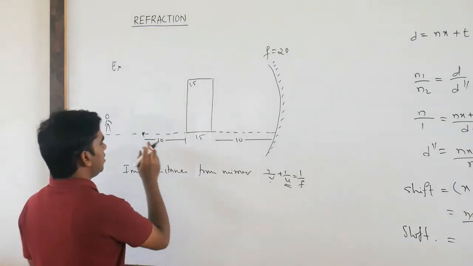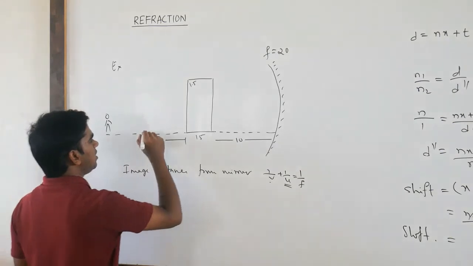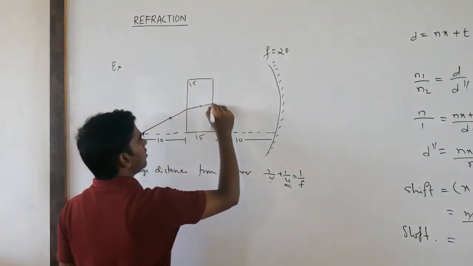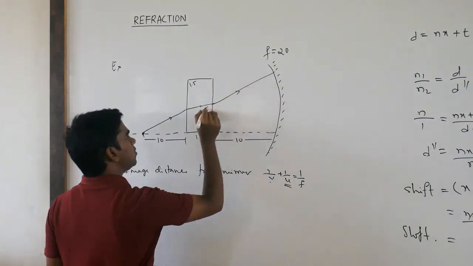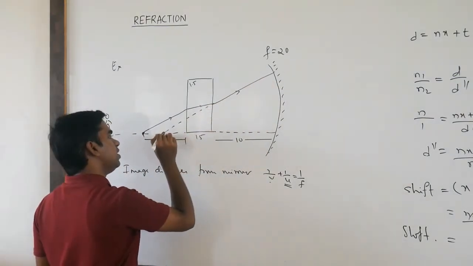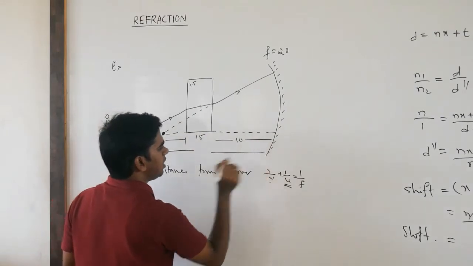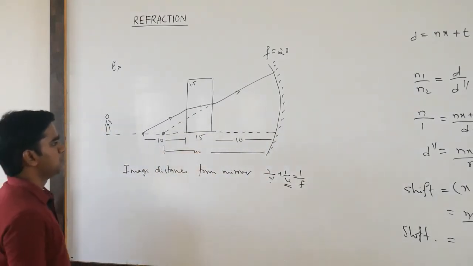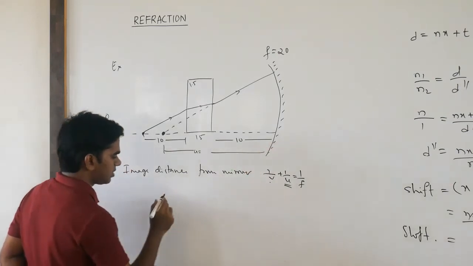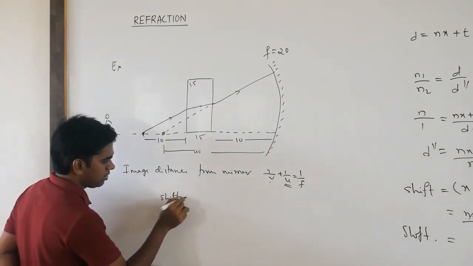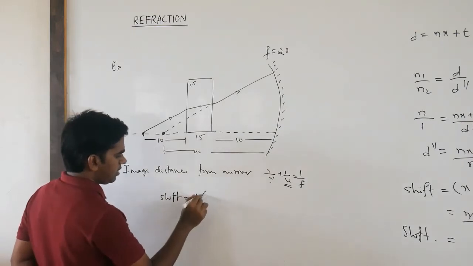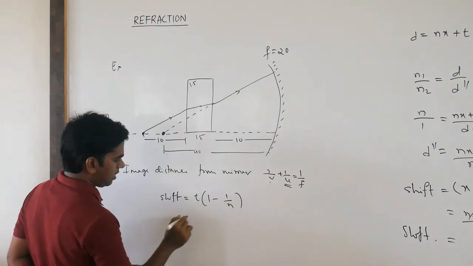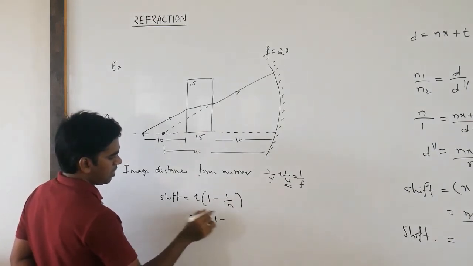We already know that the object may shift on this side. So when the light goes from this side, it will bend towards the normal, and again it will bend away from the normal. So your object is going to be here. So this is the object distance we have to calculate first. Okay. So how can we get this object distance? Use the same formula again. What is the shift? Shift is equal to thickness of the glass slab into 1 minus 1 divided by n.